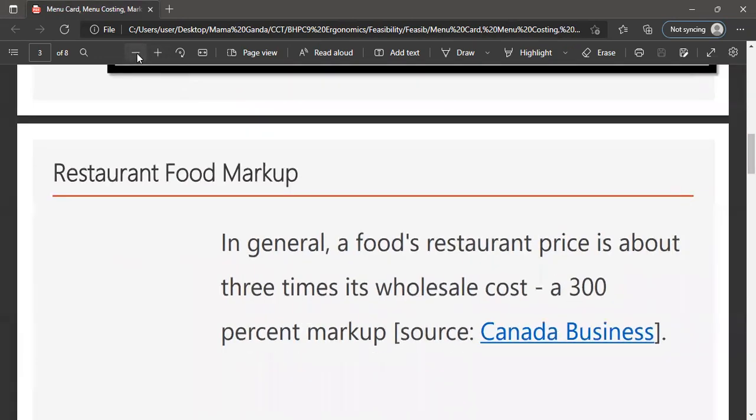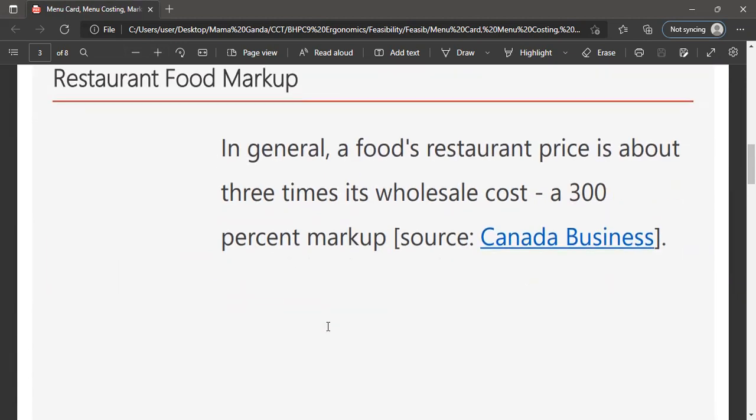For the restaurant markup, as we all know, a restaurant has two main products: the food and the beverage. For the restaurant food markup, we will have a ceiling of 300% markup. So your markup can range from below 300 up to 300%, as long as you have profit from the costs that you incur in preparing the dishes or the things that you need in your menu. So we will have 300% markup as the ceiling.